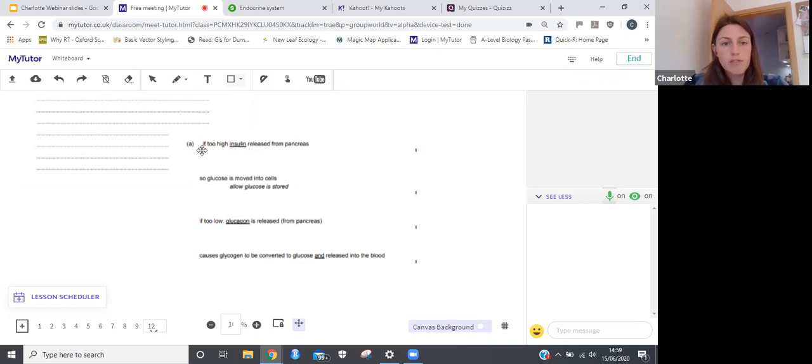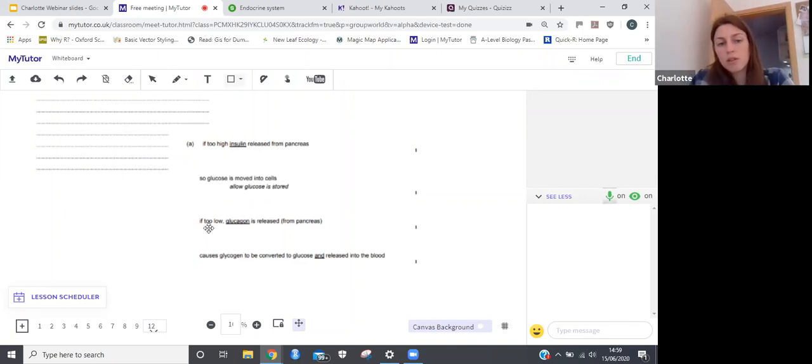So, if glucose is too high, insulin is released from the pancreas. So glucose moves into the cells. You need to make sure that you're explaining, remember that command word, so take it to the next level. So blood glucose is too high, insulin is released from the pancreas, and glucose is moved into cells or stored. They'll allow you to have the glucose is stored because that happens as well.